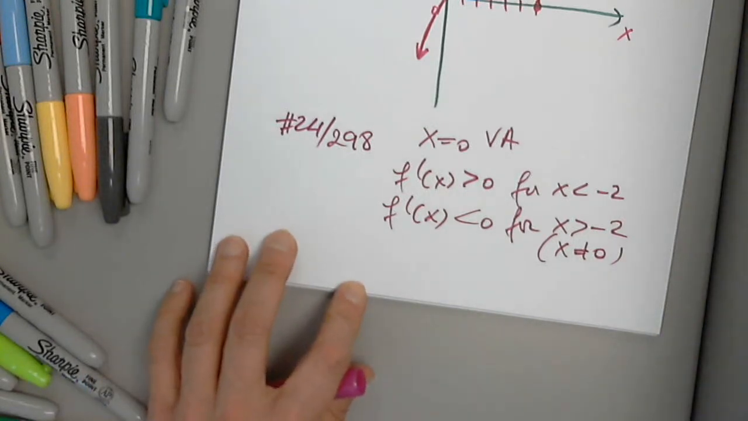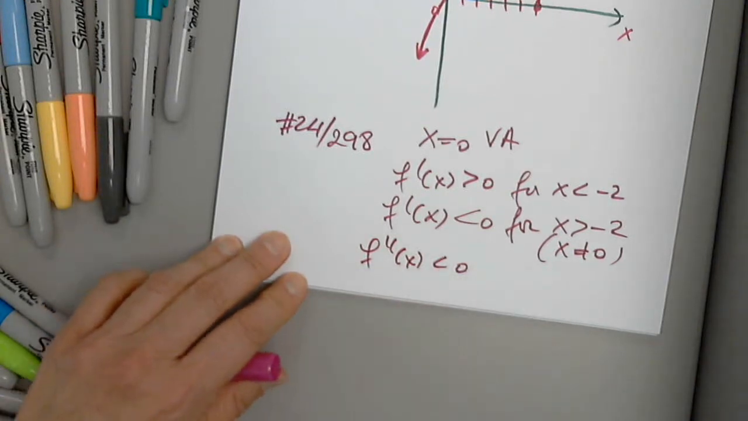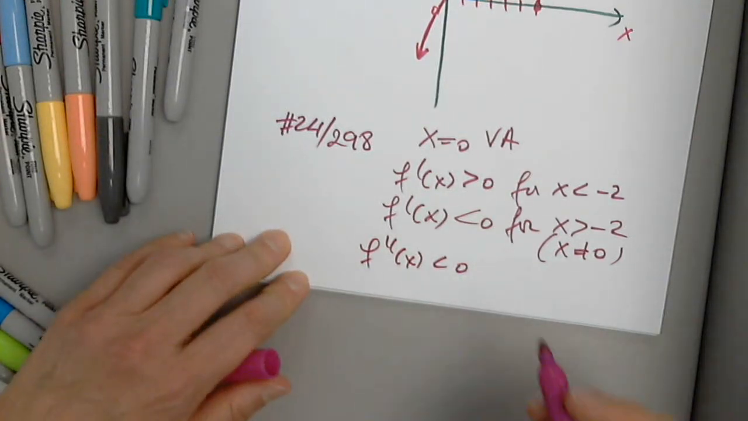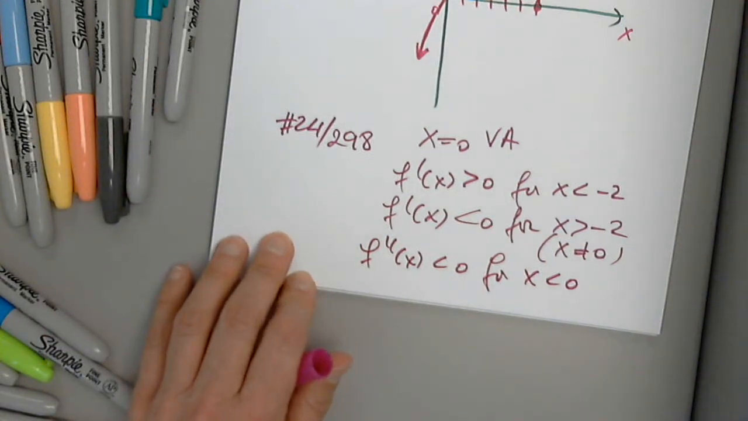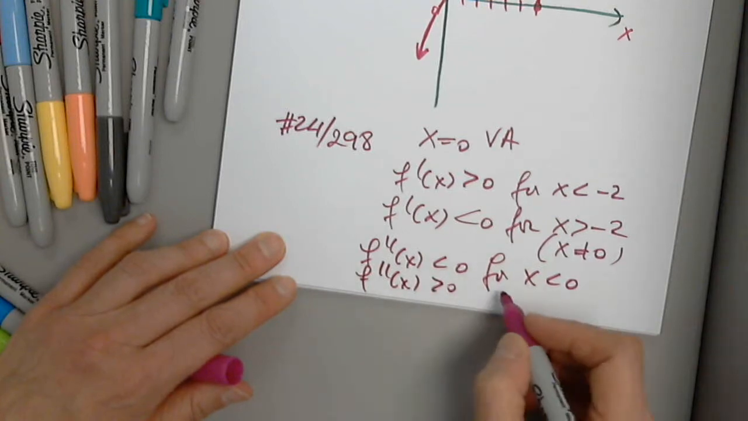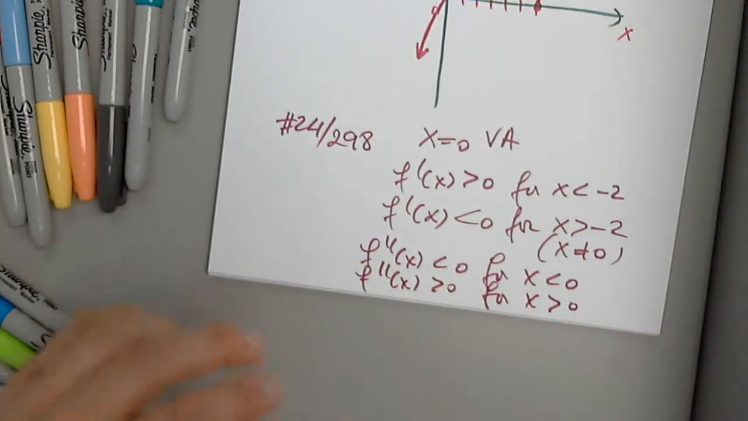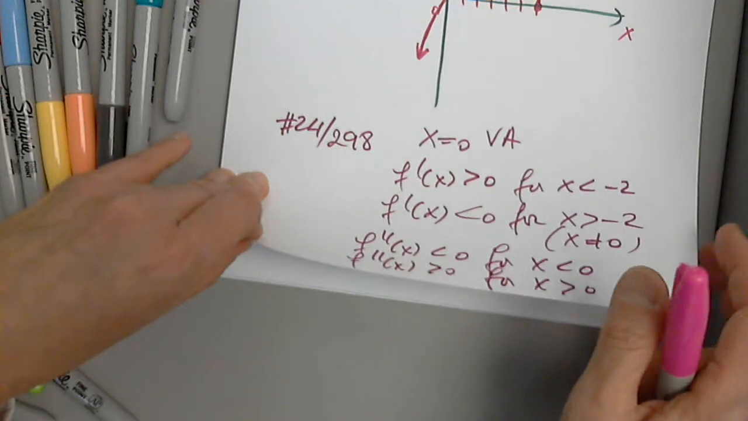Next condition, the second derivative is less than 0 for x less than 0. And the second derivative is greater than 0 for x greater than 0. So these are all the conditions given to us in problem 24 on page 298.